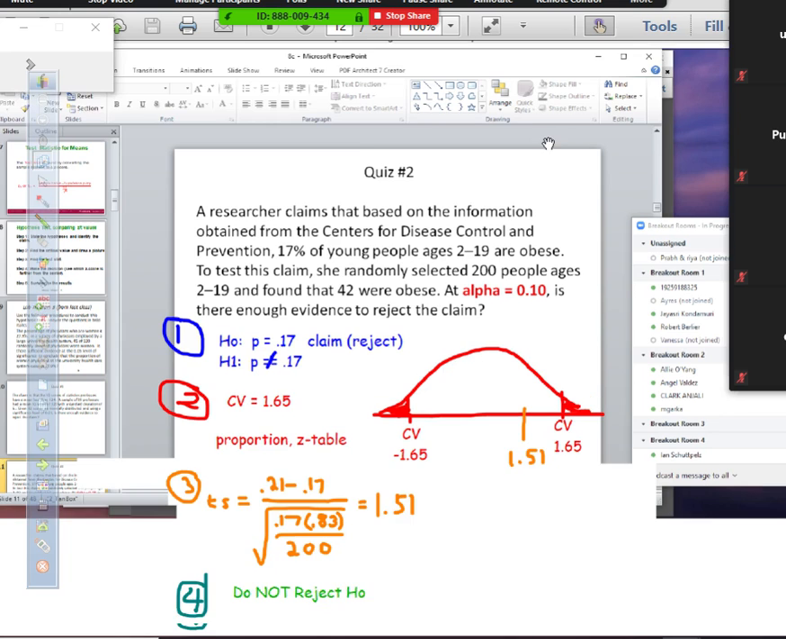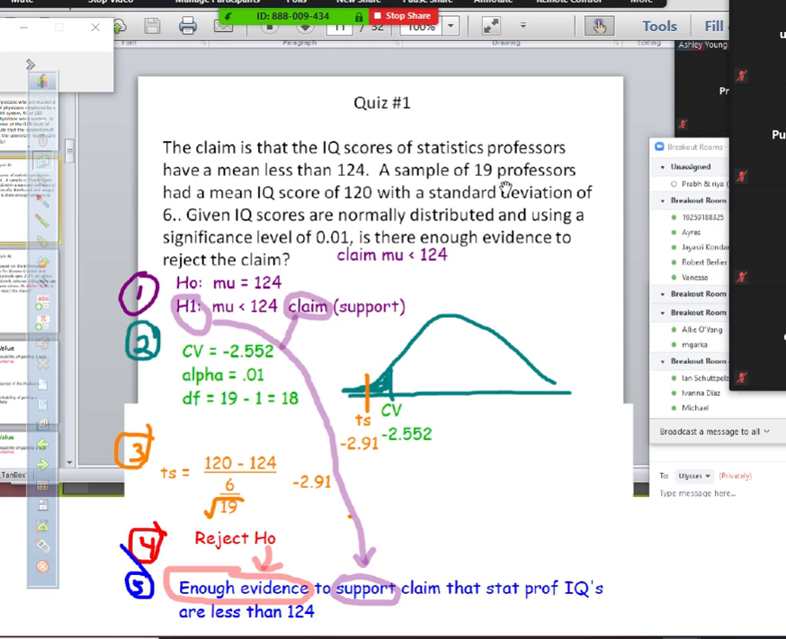Those are the basic parts of it. Whoops. Basic parts of it there. That's the claim, just like she had. And then the critical value, so it should be over here. And then your test stat is in this rejection region. So that's why there's enough evidence. Because you rejected H0, there's enough evidence.